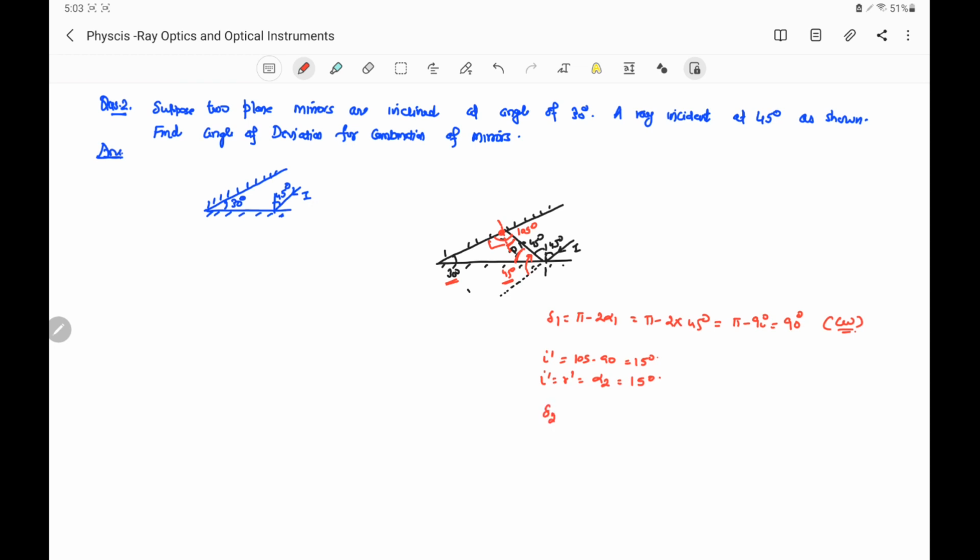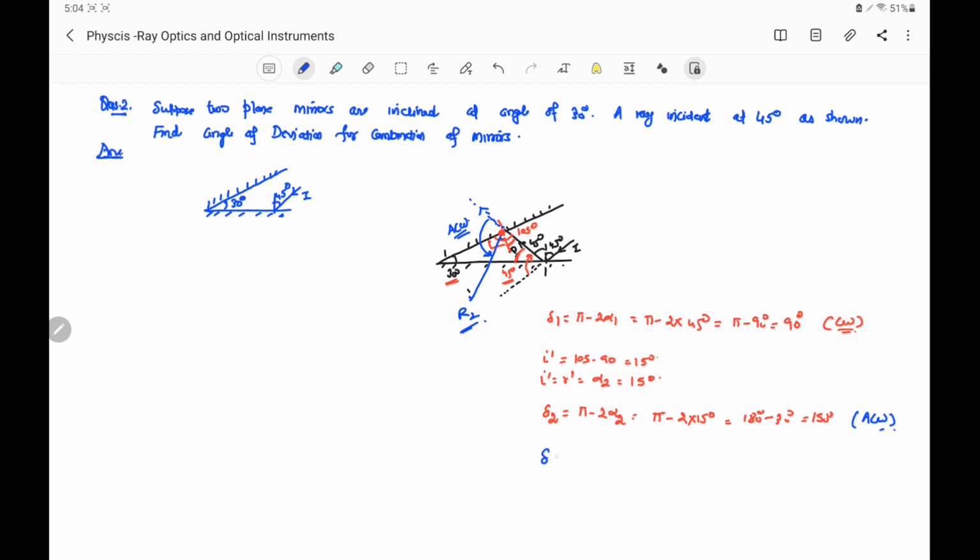And the angle of deviation in the second case, that is the second mirror, will be equal to pi minus 2 alpha 2, where alpha 2 is the angle of incidence for the second case. It is pi minus 2 into 15 degrees, that is equal to 180 degrees minus 30 degrees, and it is equal to 150 degrees. This is the incident ray and this is the reflected ray, the second reflected ray from the second mirror. So the incident ray and reflected ray have the direction anti-clockwise. So 150 degrees is anti-clockwise.